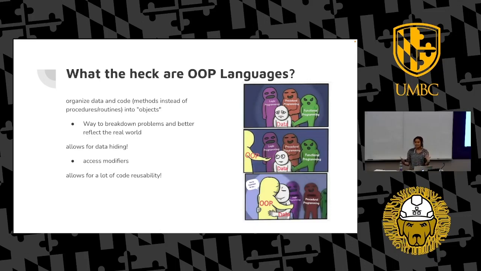And then there will be data and methods, which are like the procedures, attached to those nouns or those objects. And because of that, they also have the access modifiers, which is your public, private, and protected words that you'll sometimes see before variables, which is essentially deciding what parts of the program can access certain parts of data. And object-oriented languages also allow for a lot of reusability.